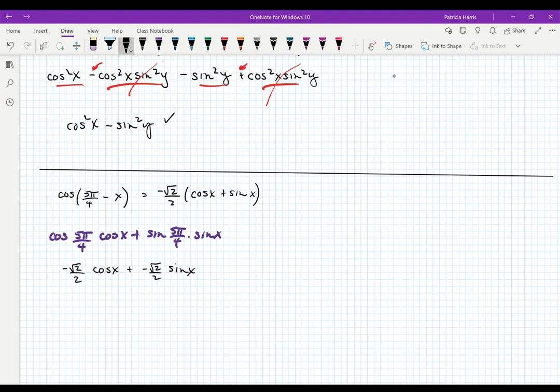Hey, look, I can factor that out. And now my left-hand side matches my right-hand side. Okay? All right. So our next video will be working with equations.